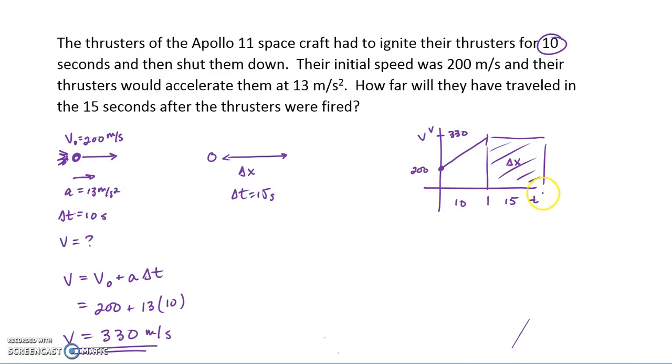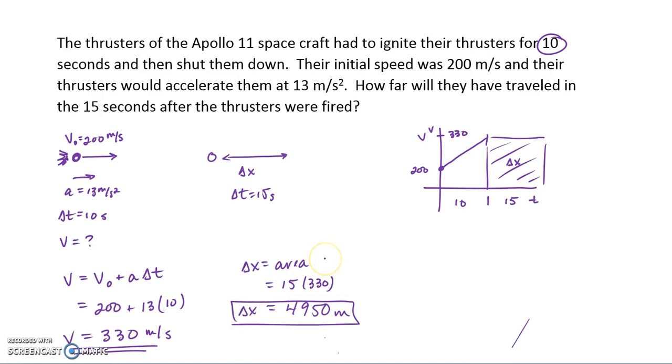If I want to know how far I went, I could just use the area method. Displacement equals area, and that's the area of a rectangle. So my displacement would simply be my base, which is 15, times my height, which is 330. So then my displacement will be 4,950 meters during that second time. That would be the answer to my problem.